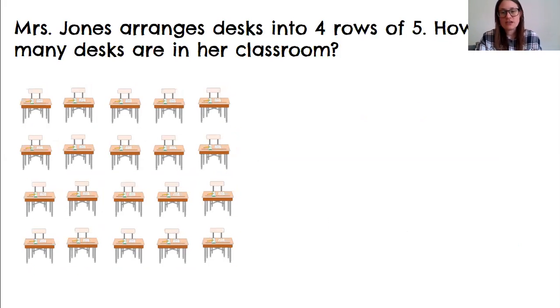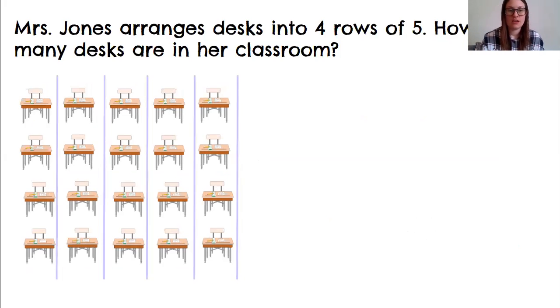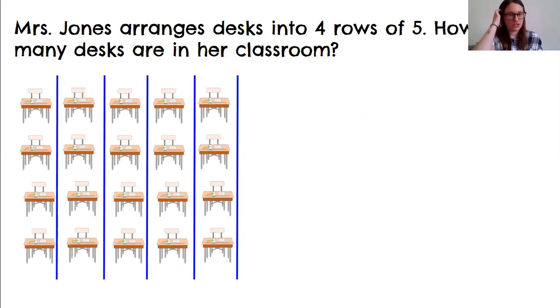This time, instead of looking at it in rows, I want us to look at this in columns. Remember, columns go up and down or top to bottom. They're vertical. So I've put some lines in between to remind me. How many columns do you see?